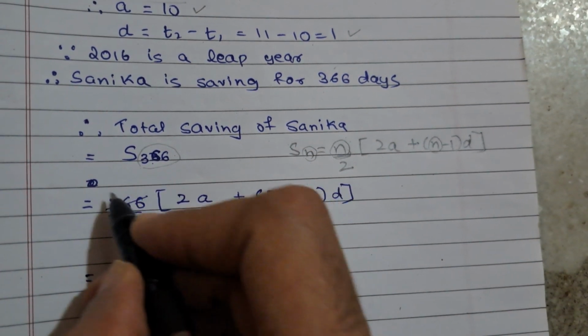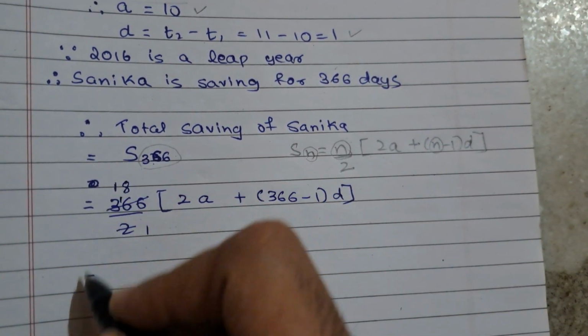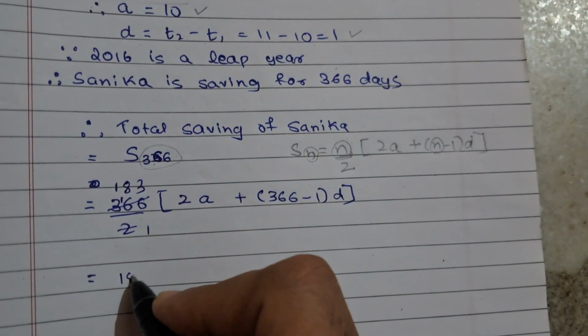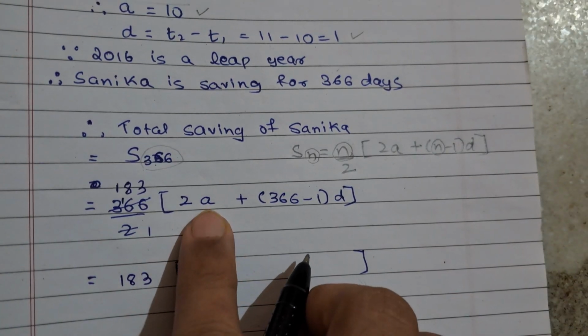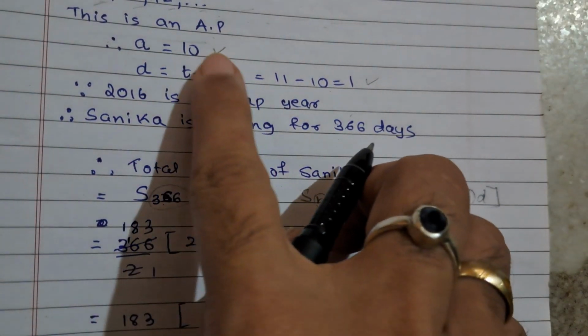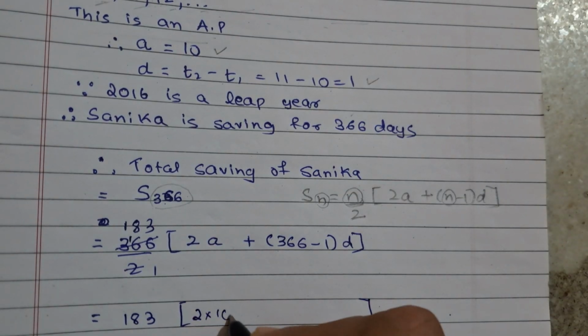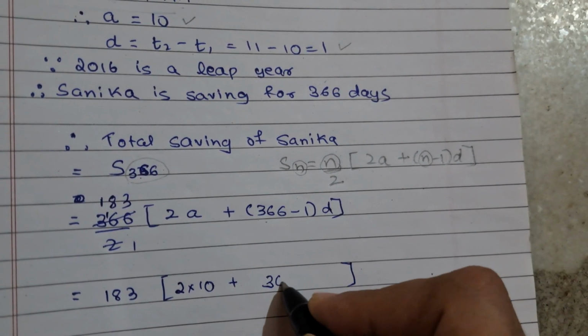2 ones are 2, 1 carry, 2 6s are 12 plus 1 is 13... so it is nothing else but 183. And inside this bracket, what can I do? Let's see. Do I know A? Yes, I do know A. Who is A? A is 10. Let me put the 10 over here beside 2. And then what? 366 minus 1. We know that it is 365.